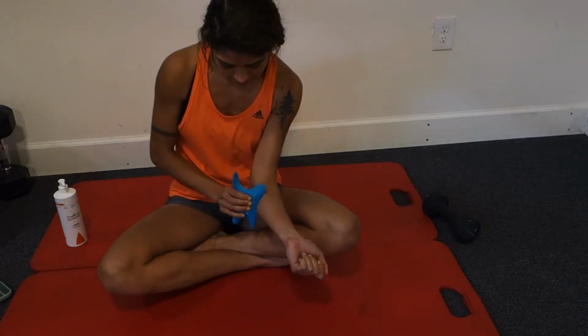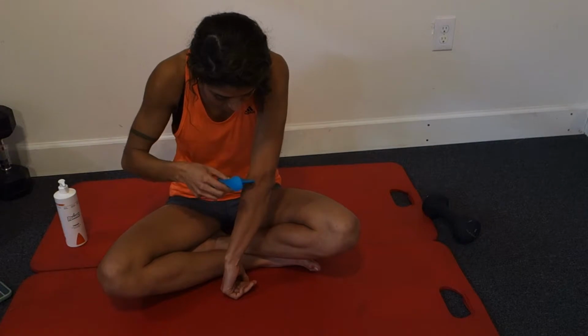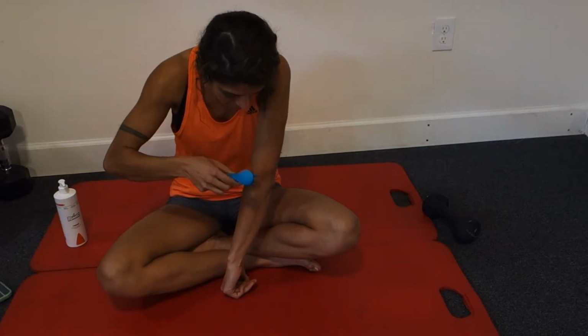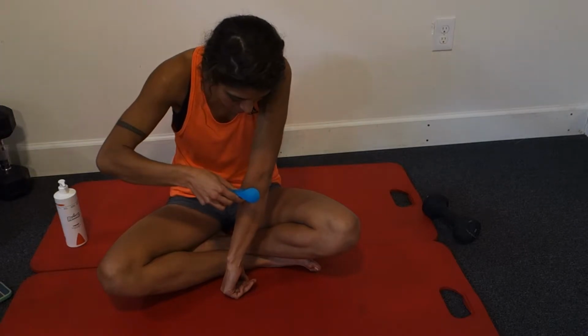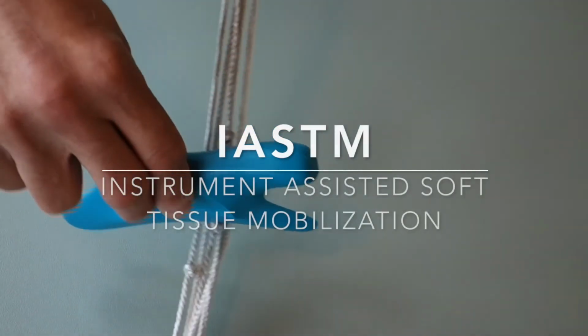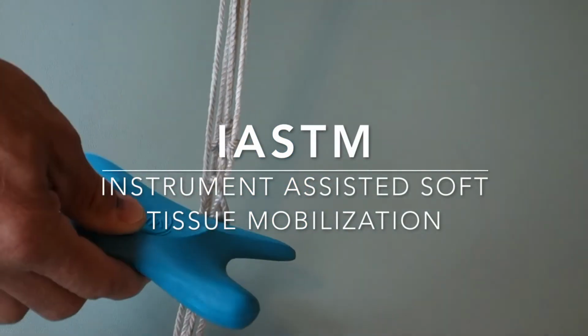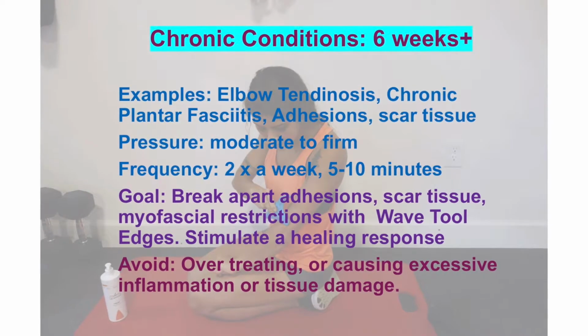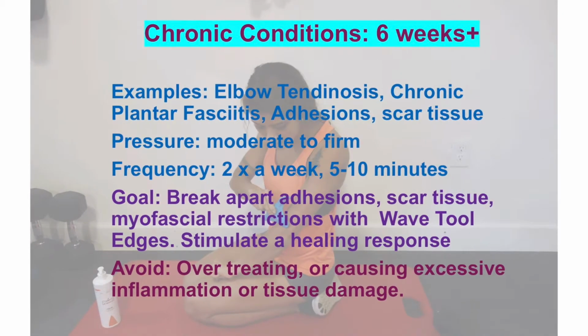Treatments can be 5 to 15 minutes, 2 times a week, with rest and healing time between these intensive sessions. The wave tool excels at treating chronic conditions due to the precise edges, which can break apart the poor quality tissue while preserving the healthy tissue.